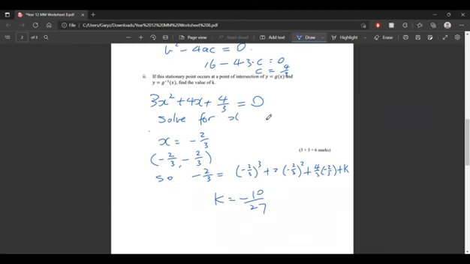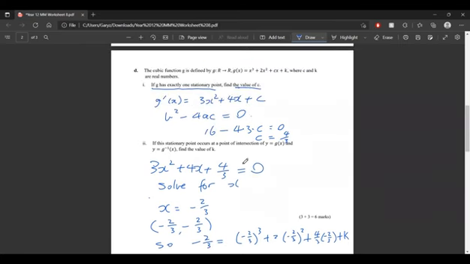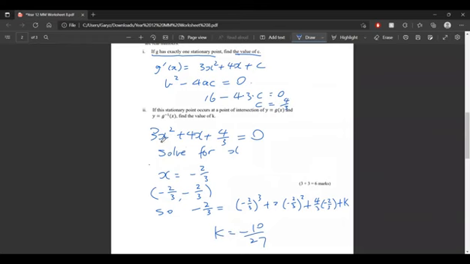And the final question is, again, if this stationary point occurs at the point of intersection of g of x and its inverse function, we find the value of k. So first of all, we want to know what x is, right? We know what the c value is, so we can complete g dash of x here. And to make this equal to 0, we'll know what x is at the intersection point.